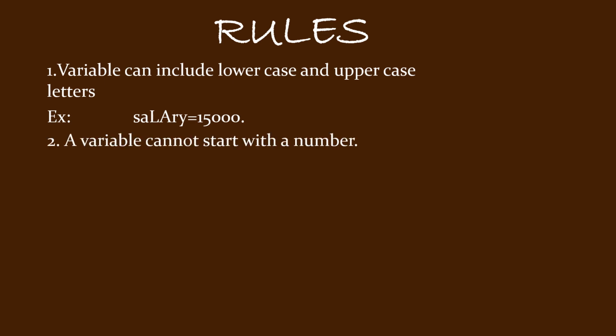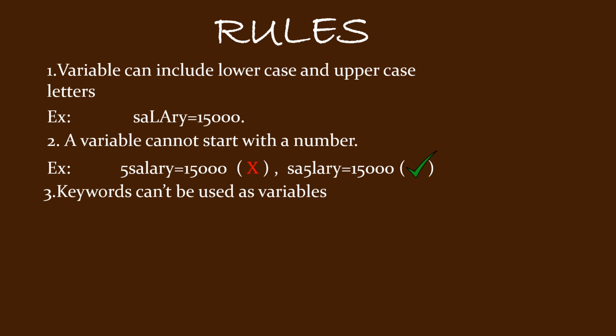The second rule is that a variable name cannot start with a number, but numbers can be there in between or at end. That is, 5salary equal to 15,000 is wrong, but Sa5lary equal to 15,000 is fine. The third rule is that keywords cannot be used as variables. As I have explained earlier, that keywords hold special meaning to the computer, and using keywords as variable will confuse the computer. So the list that I provided you is important to remember.